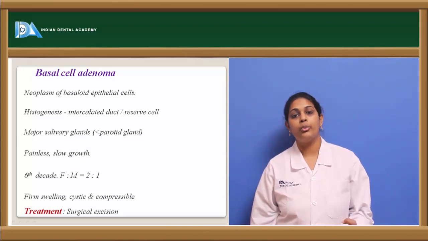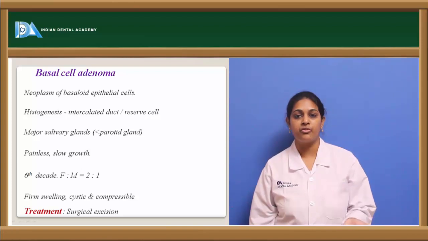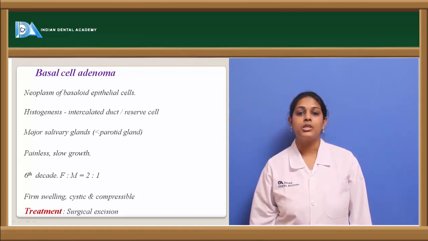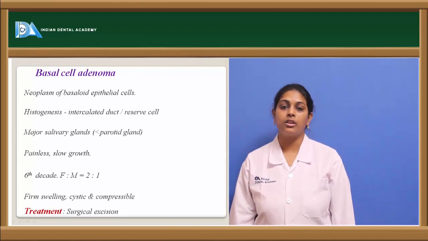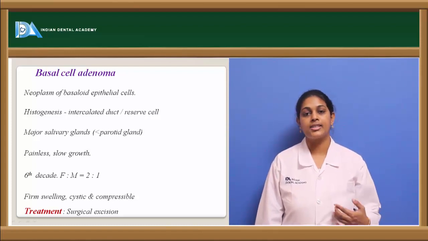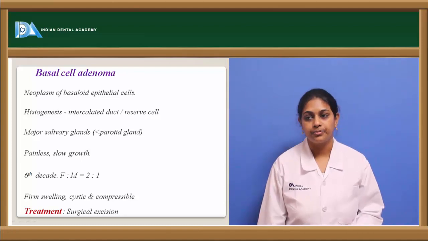And this is a tumor which, unlike other tumors like Warthin's tumor, shows female predilection, where the gender ratio between females and males is 2:1. On clinical examination, we see that the swelling is firm, cystic and compressible. So these are certain clinical findings of the tumor. For treatment, the patient is usually surgically excised for this type of tumor like basal cell adenoma.